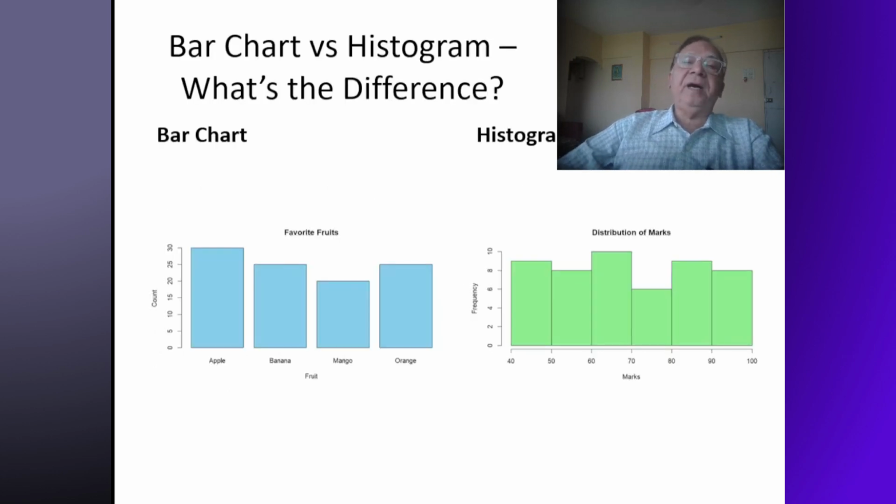What is the difference between bar chart and histogram? Both look like this. Bar chart simply shows the frequencies of numbers or items. For instance, we have got apples 30, bananas 25, mangoes 20 and oranges 25. There is a gap between the four items. It simply counts the number of items and shows it in the form of a diagram.